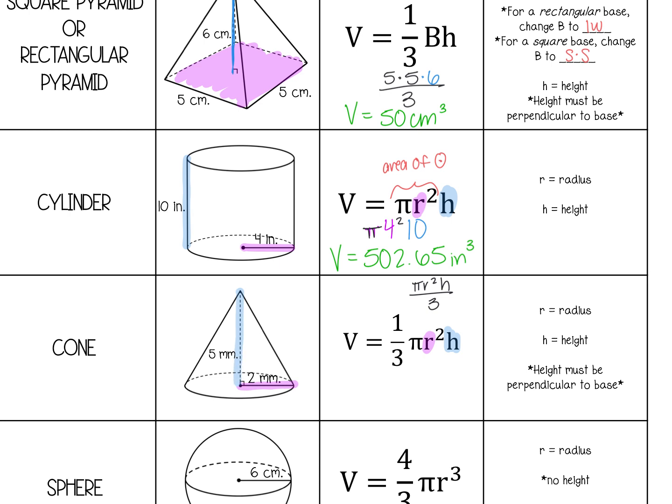I'm going to go ahead and plug it in. I have pi times my radius, which is 2 squared, times my height, which is 5. Don't forget you're dividing everything by 3. Plug it into the calculator. Pi times 2 squared times 5. Taking that answer, dividing it by 3.